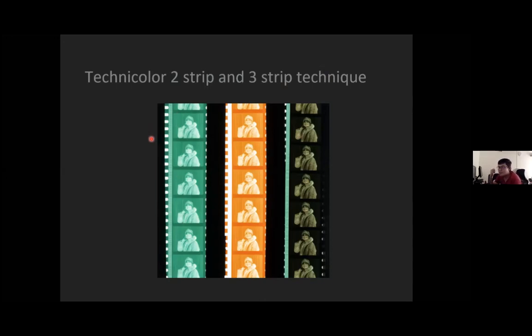I would love to see how it actually works, but due to the technology that we have right now, this technique is not available anymore. Because again, if you'd like to see more, you can Google it. It's a crazy process, okay?